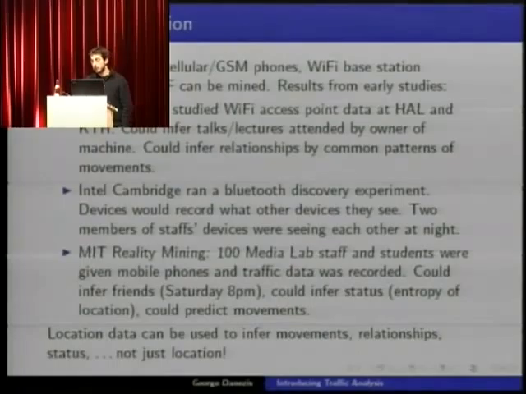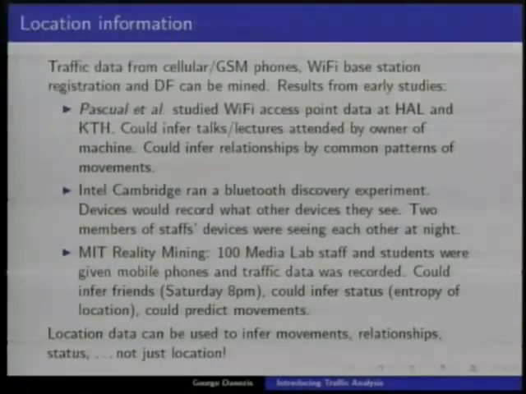Now, this is a relatively new field, i.e. the field of trying to extract high-level intelligence from this location information. In particular, Pascual et al. logged a lot of traffic at Hackers at Large, which was a hacker conference, and also at his home university, KTH. And he looked at the traffic and created models that could infer where people are going, which talks, which lectures they attended, and also relationships between people.